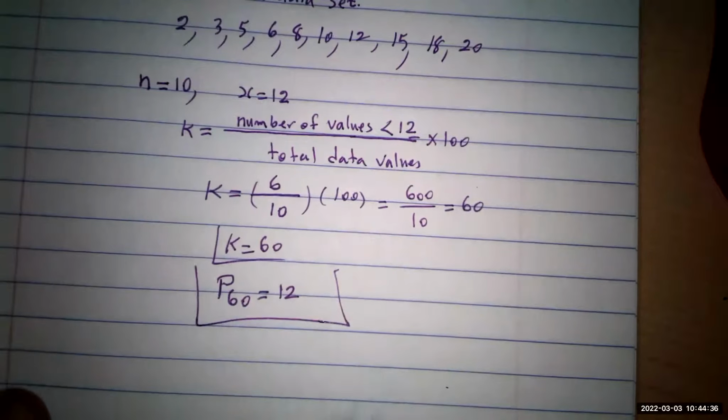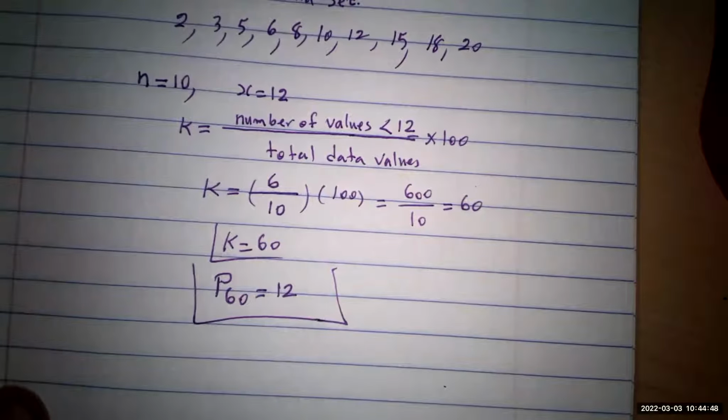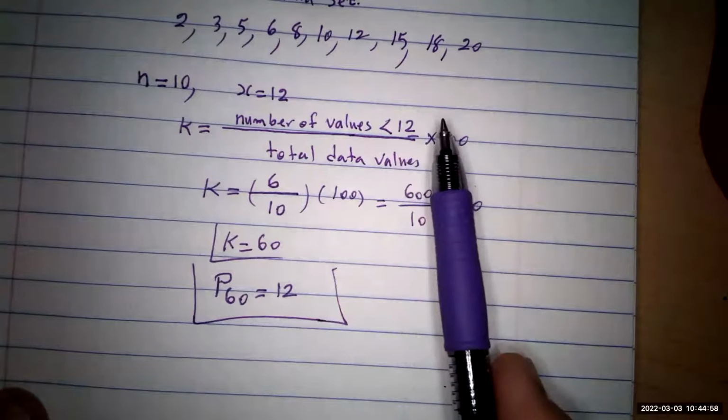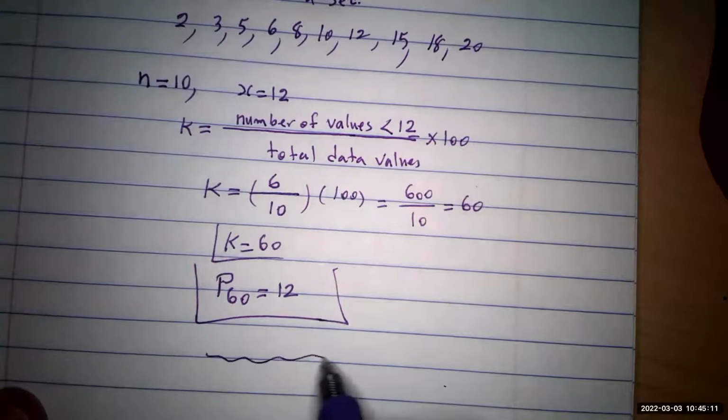So this means if you get 12 on that test, you are better than 60% of the population of the class, but there are 40% of the grades above your grade. So that gives you your ranking or your position in the class. Any question? It's very easy to do. If you do it with the 0.5 that I talked about, the result would be 65%, but we follow your book. So P60 equals 12. Any question?